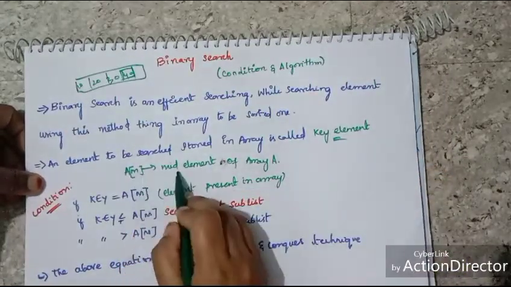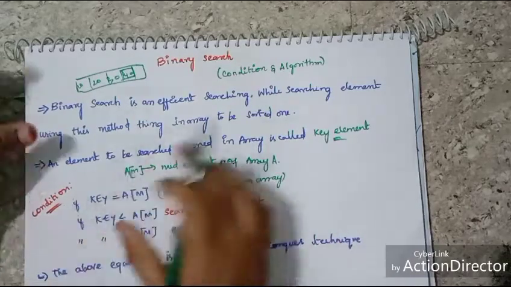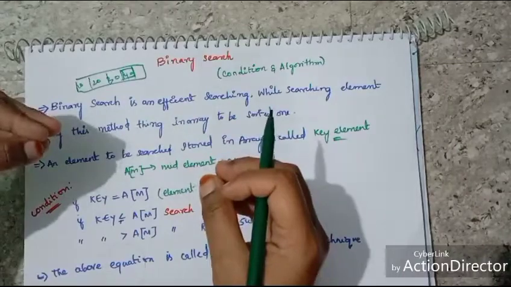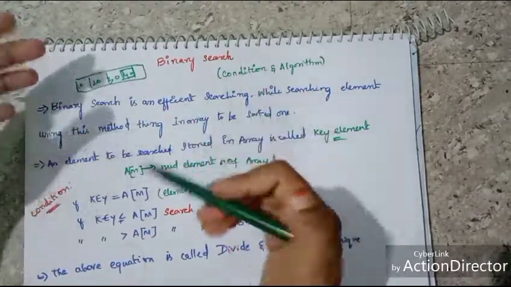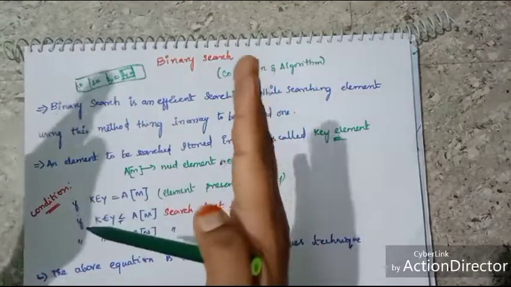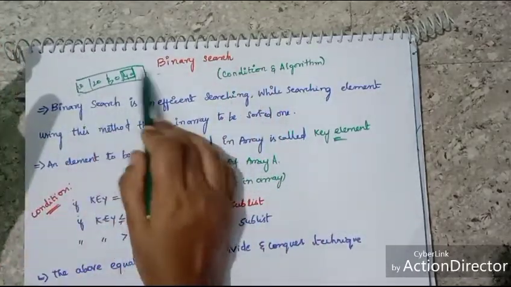and A of M we call the mid element of the array A. Basically we are going to search whether any element is present or not using this binary search algorithm. The condition it requires is that the array must be sorted.